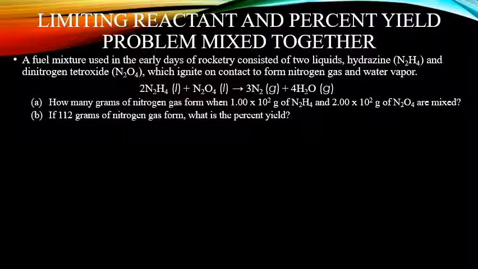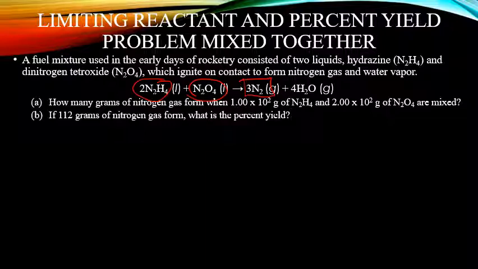So the first part, how many grams of nitrogen gas will form when 1.00 times 10 to the second grams of N2H4 and 2.00 times 10 to the second grams of N2O4 are mixed together. So hopefully you'll notice I'm given a starting amount of each of my 2 reactants, and I'm asked to solve for the nitrogen gas in terms of its grams. So I have 2 sets of reactant molecules, so I need to figure out which one of them is going to be the limiting reactant in part A.